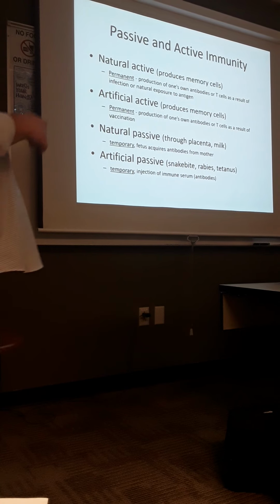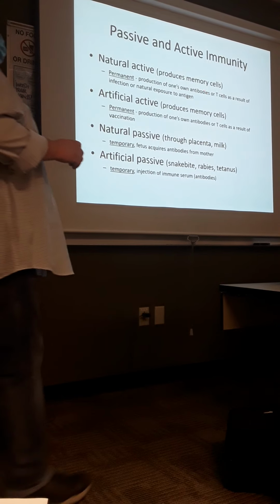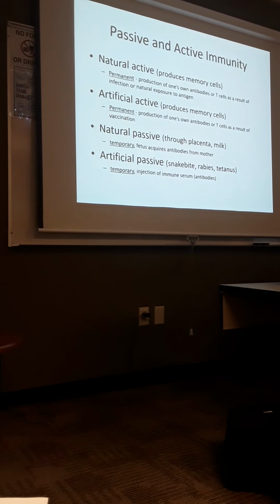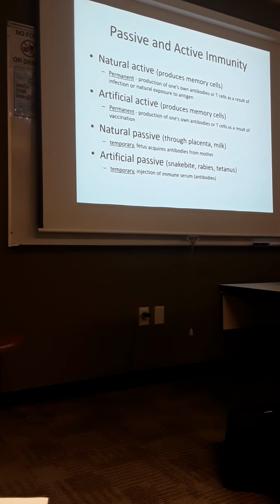Natural is when you're naturally exposed. So if you get naturally exposed to the flu virus, or you get a sinus infection, or you get naturally exposed to coronavirus, it produces memory cells, production of one's own antibodies or T cells as a result of a natural exposure. Artificial active will produce memory cells, but you're getting artificially exposed.